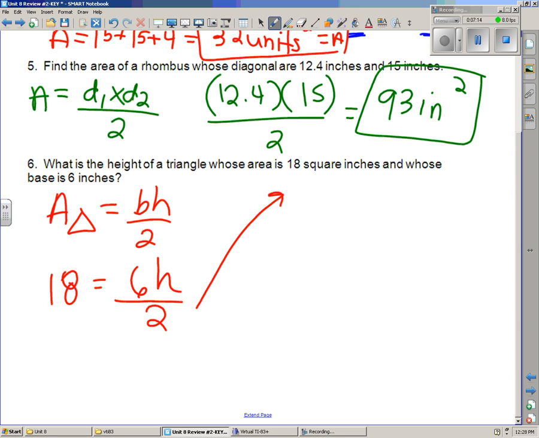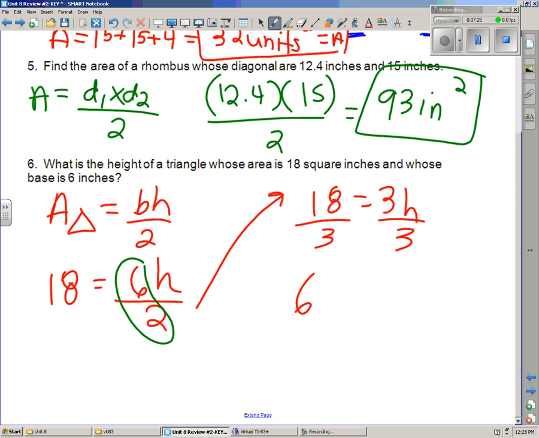Well, what's nice over here is I can say 18 equals just 3h, right? Because 6 divided by 2 is just 3. So if 18 equals 3 times h, divide by 3 on both sides, and 6 equals the height. Again, if you want to label it, which would be great, 6 inches is the height.